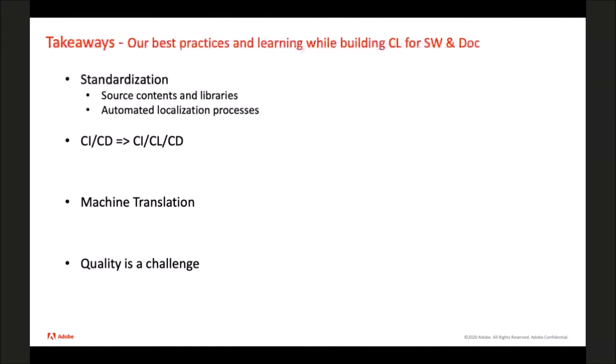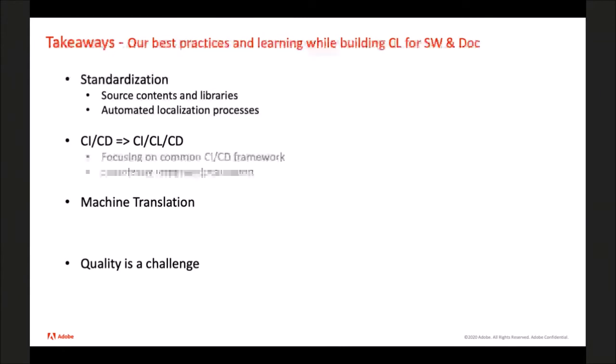Also, standardization in terms of providing standardized and common libraries. For example, at Adobe, for software, we provide the Adobe Intl React library. And for documentation, we're using the common libraries in the Okapi framework to do the file conversion. Also, providing a standardized way to handle the localization process automatically is very important for both software and documentation.